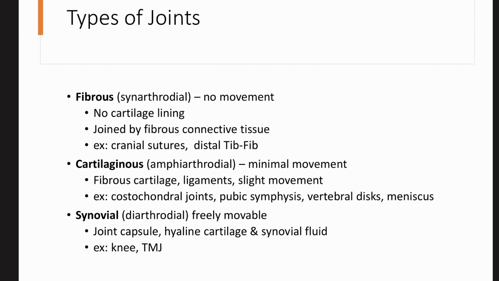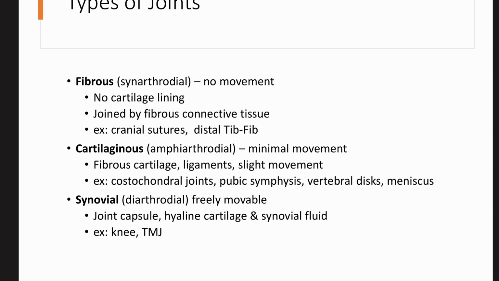Now let's talk about the types of joints that we have in our body. We have fibrous joints or synarthrodial. These have no movement at all. So it's a joint, but there's no movement in the joint. No cartilage lining because there's no movement. You don't need the cartilage there for the support and everything, so you don't need it. Joined by fibrous connective tissue.